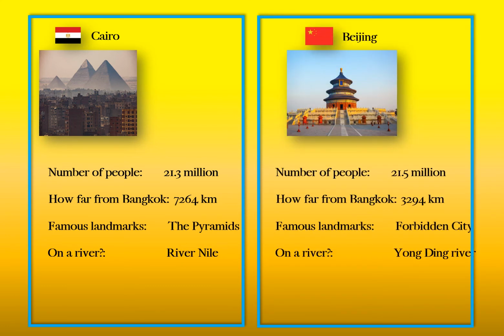Beijing. There are 21.5 million people in Beijing. It is 3,294 kilometers from Bangkok. One of its famous landmarks is the Forbidden City, and it is on the Yongding River.